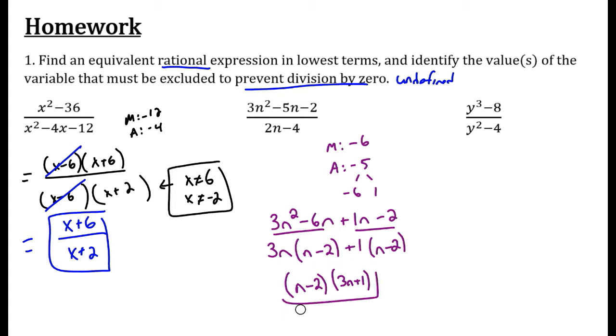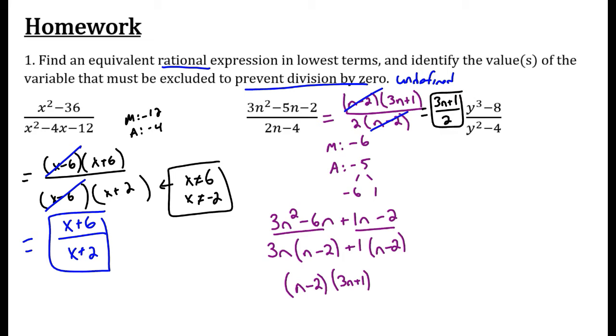I'm not done. I shouldn't box that in. So the numerator is equivalent to n minus 2 times 3n plus 1 divided by, well, if I take out a GCF in the denominator, I'm left with 2 times n minus 2. Well, that common factor there divides to 1, and we're left with the expression 3n plus 1 over 2.